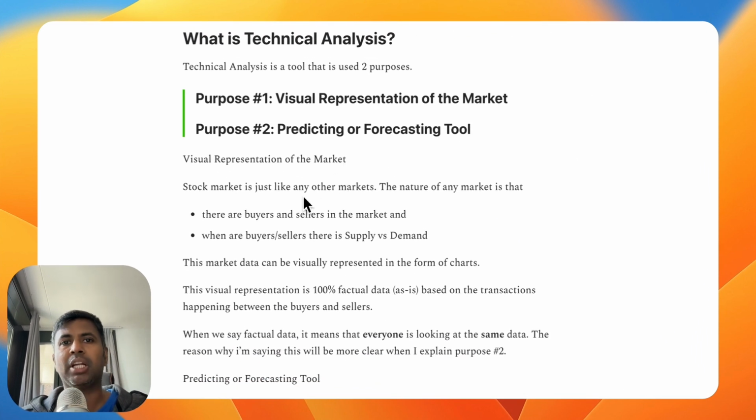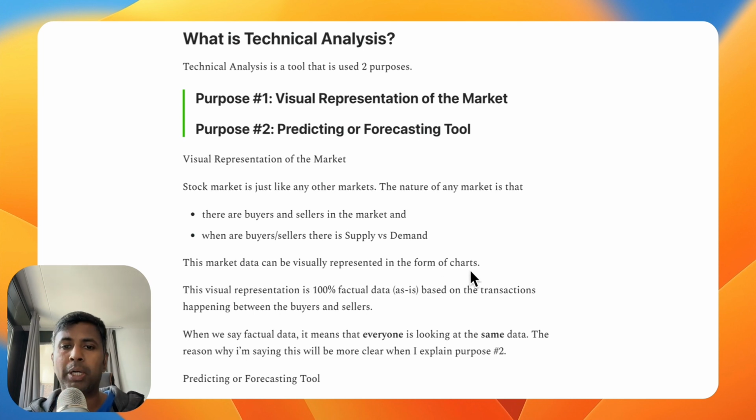Now stock markets are just like any other markets, and the nature of the market is that there will be buyers and sellers who will be transacting, and when there are buyers and sellers, there is supply and demand that goes on between buyers and sellers, and there is a power dynamic, like who is driving the price down or who is driving the price up. So when the buyers are in control, the price rises up. When the sellers are in control, the price is pushed down. So this market data can be visually represented in the form of charts.